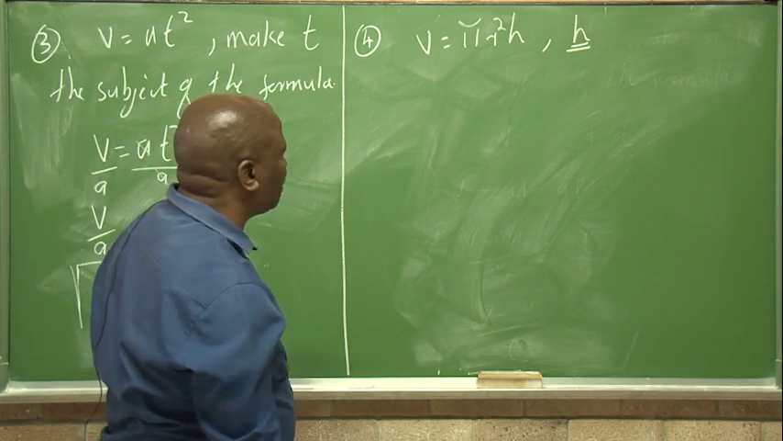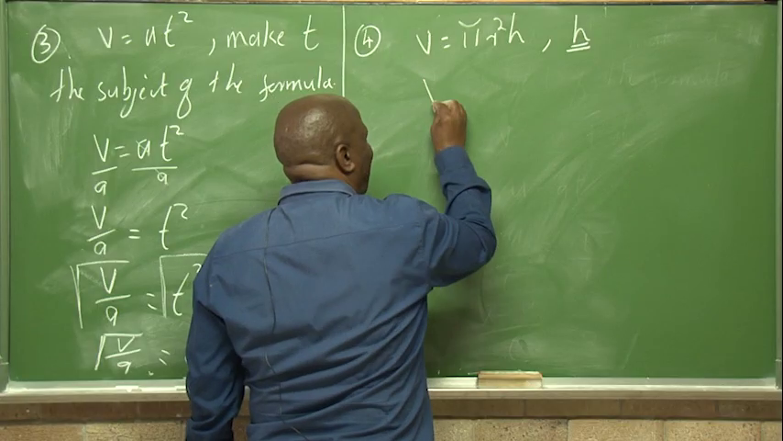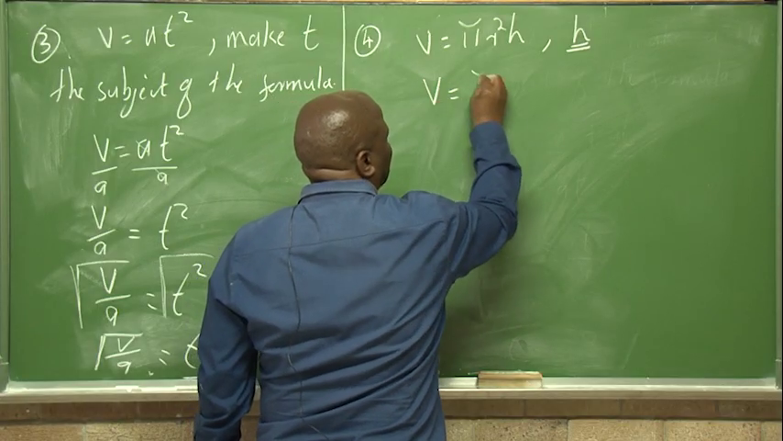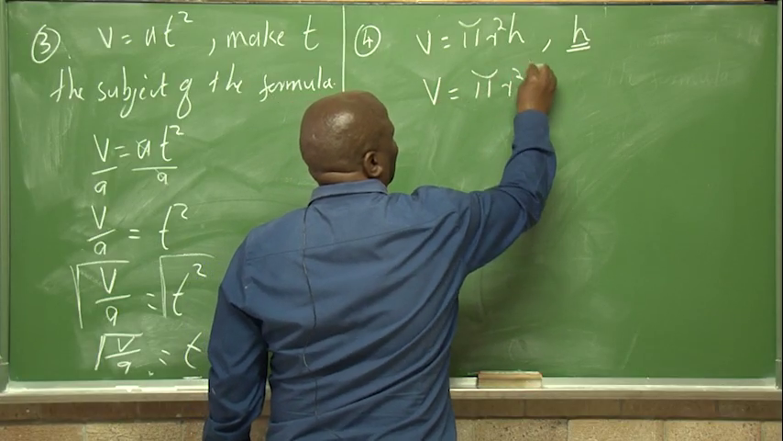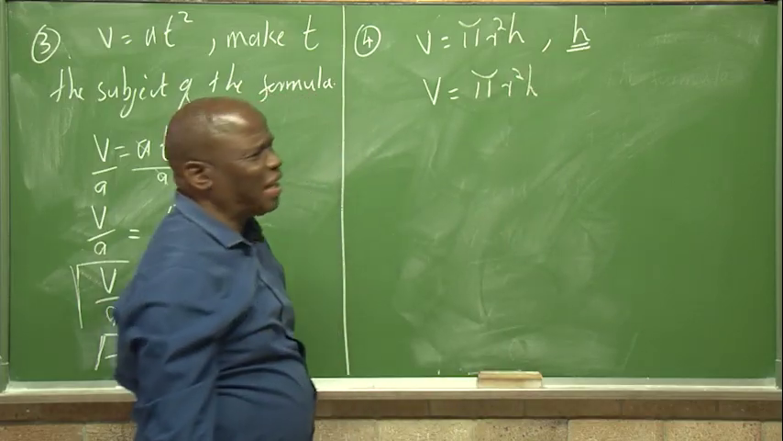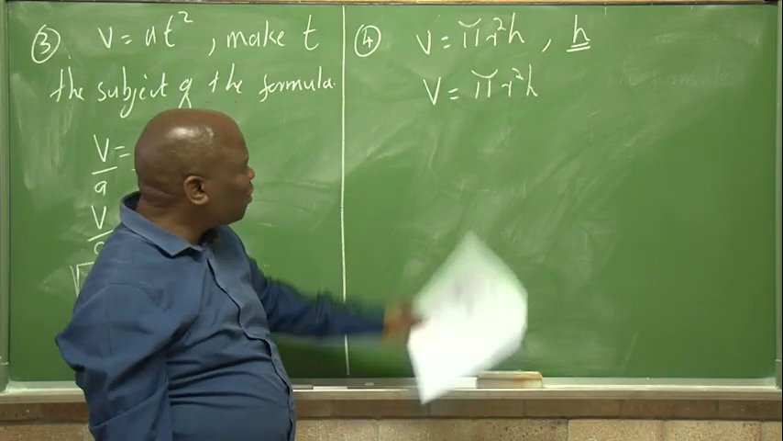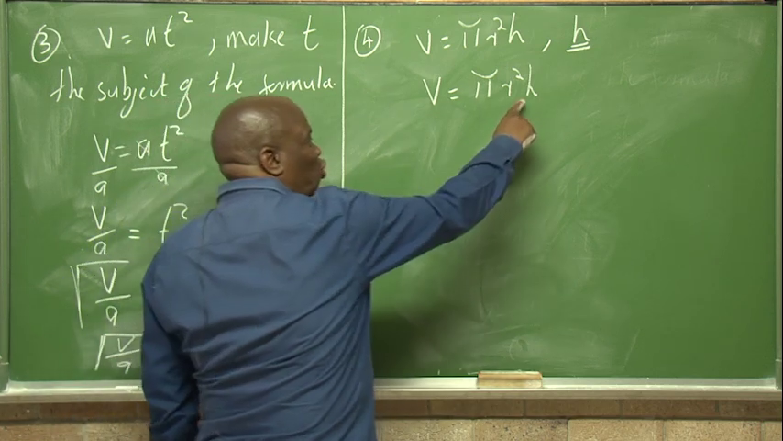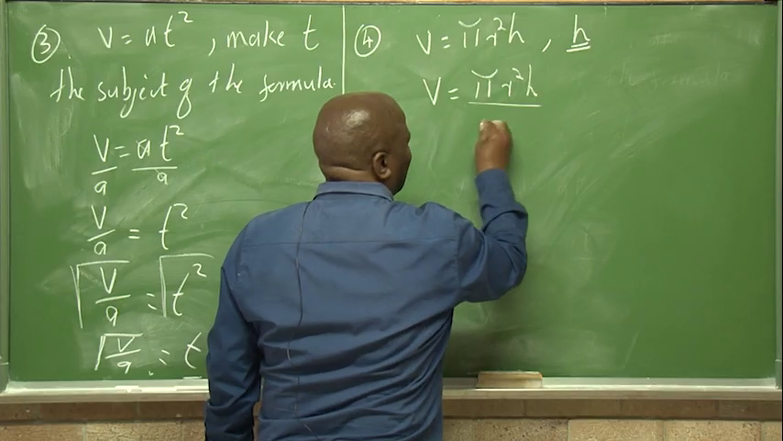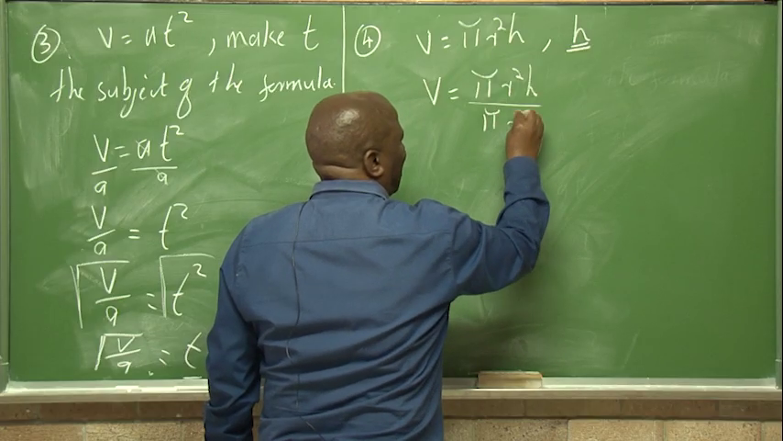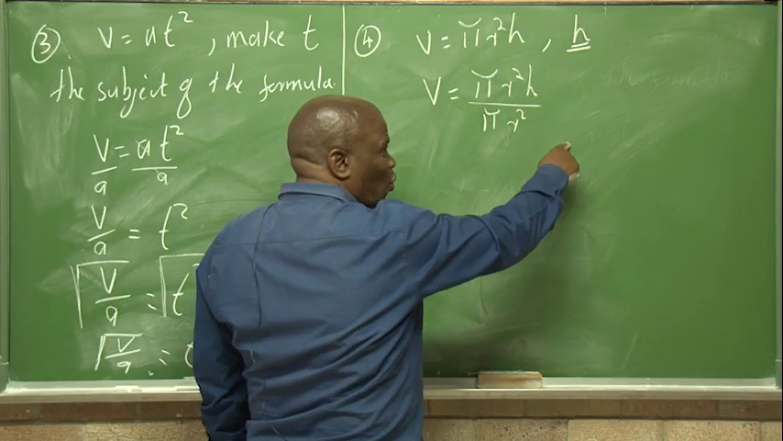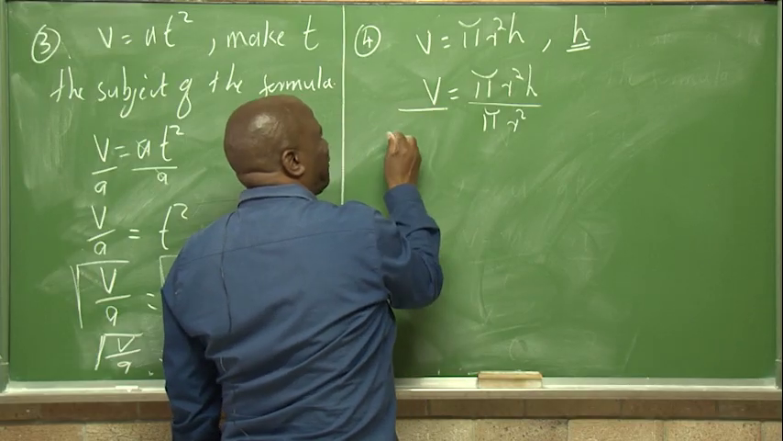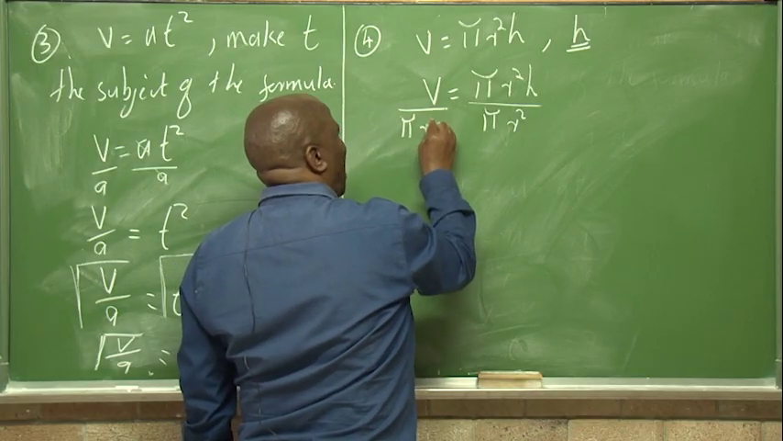How do we go about it? Rewrite the formula. V is equal to pi r squared h. I want to be left with h. What must happen to the other terms? I need to eliminate them. For me to be left with h, I must divide by pi r squared. And what you do on the right, you must also do on the left. Divide by pi r squared.